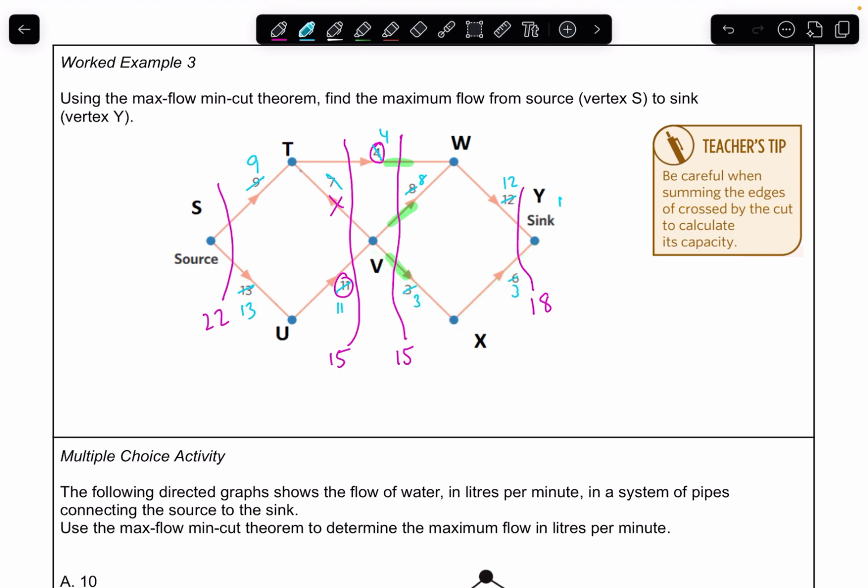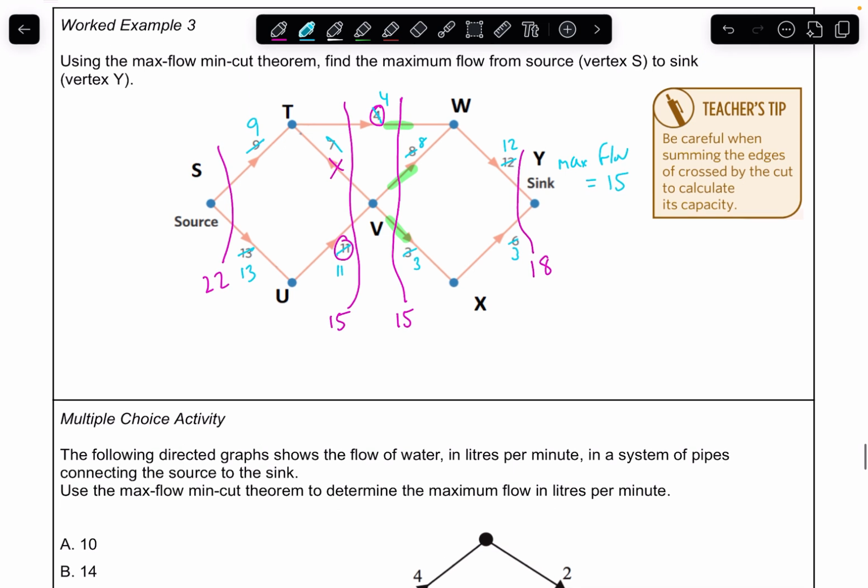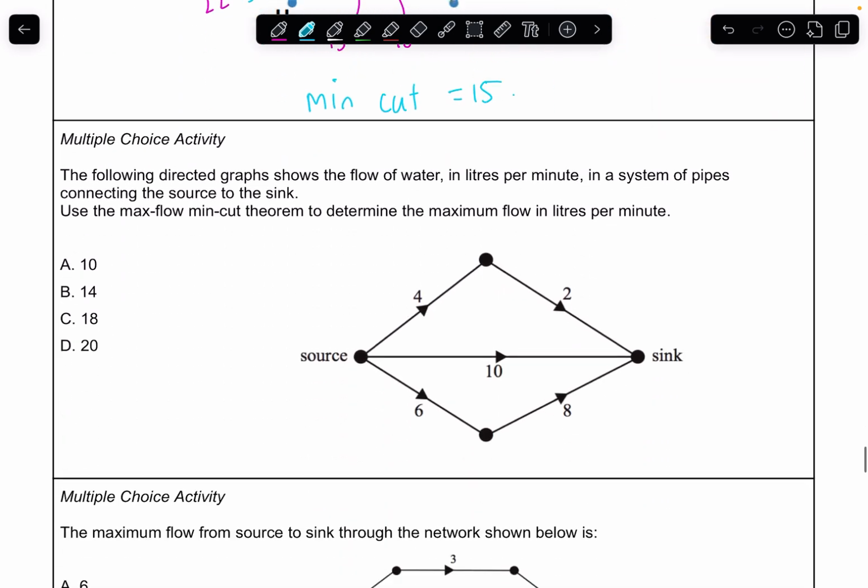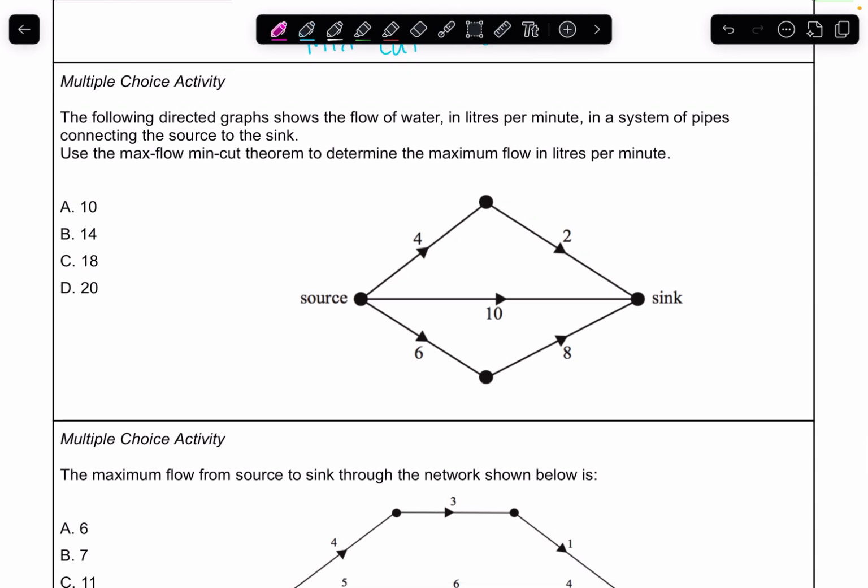And then I can see my max flow is going to be the 12 and the 3, which is going to give me 15. So I can see that 15 is going to be the correct one. Okay, so a couple of ideas there: looking for your strategic cuts, and then also double checking your answer at the end. Okay, so we'd write for this one, the minimum cut equals 15 because it asked us to use the cut theorem. Okay. Let's have a look here.